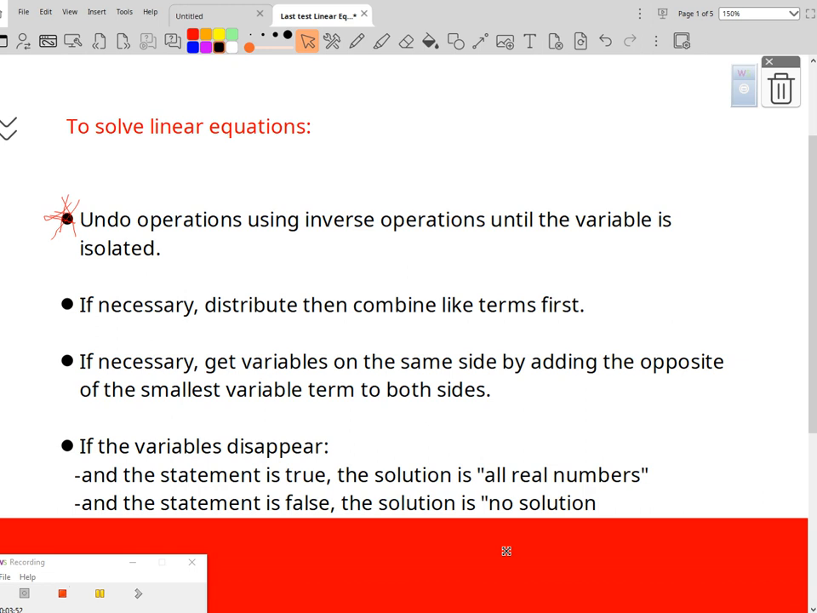And if that statement is false, in other words, if you wind up with something like 3 equals 7, your variable disappears, and you have something that looks like 3 equals 7. Well, that is not true. 3 does not equal 7. That would make that a false statement. So then the solution would be no solution. And you can also use the empty set symbol. A lot of kids like to use that. That means there's no solution. Not a 0. A 0 is a number, so 0 can be a solution to an equation.